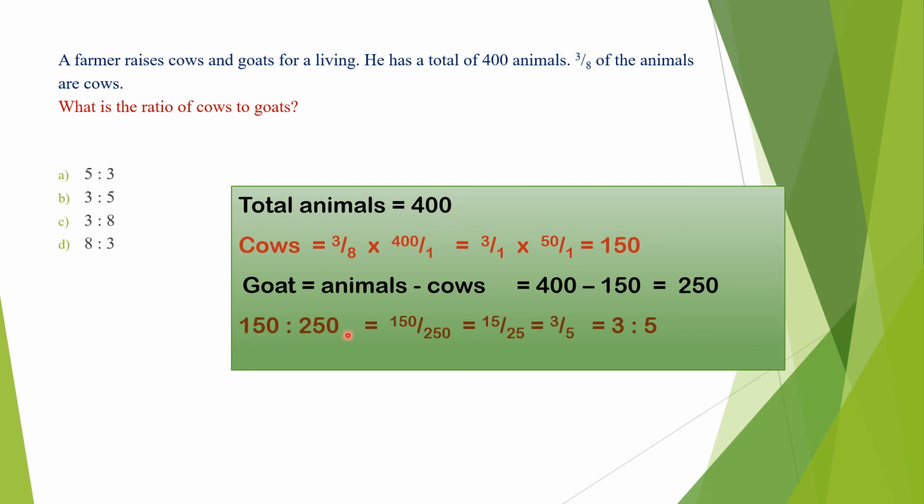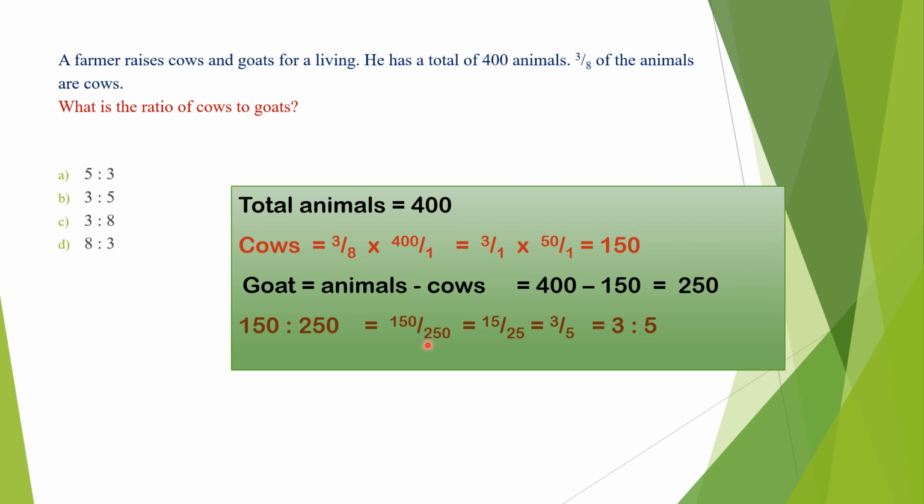answer. This is a correct answer, but let us check out the answers that were given to us and see if it's there. No, 5 over 3, 3 over 5, 3 over 8, no 150 over 250. Hence, we know we have to reduce this to its lowest terms. Hence, we write it like the fraction. 150 numerator, 250 denominator.